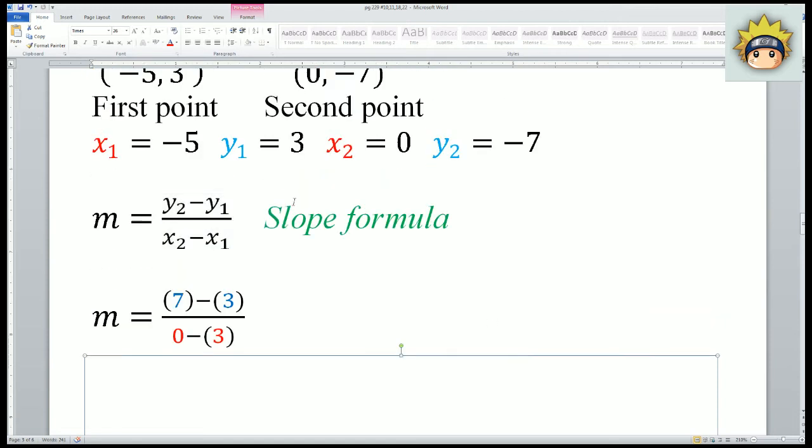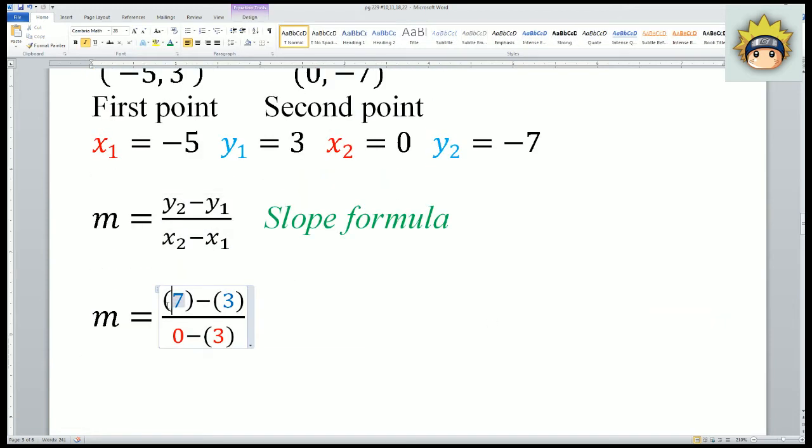Next, y2 was negative 7, so let me just put a negative 7 here. Subtract 3, so 0 subtract x1. x1 is negative 5, okay, so let's see this. y2 was negative 7, I have negative 7 here. y1 is 3, 3 is right there. 0 is x2, and x1 is negative 5. There you go.